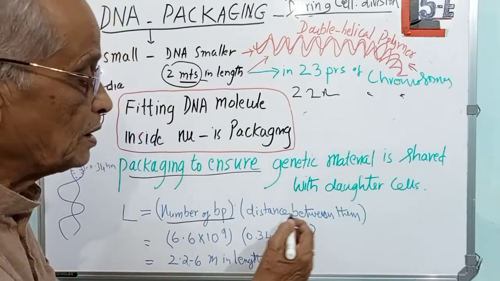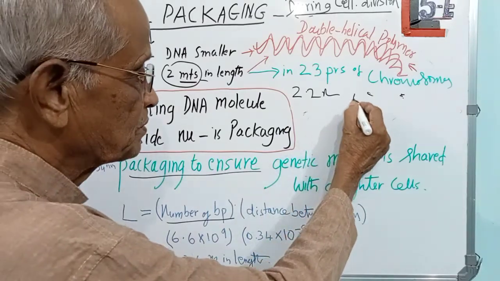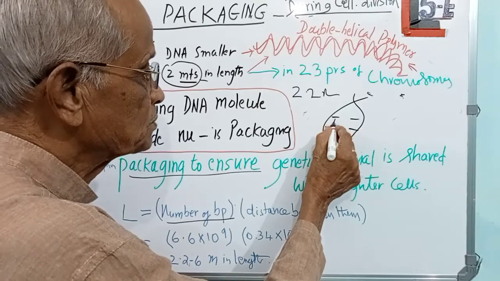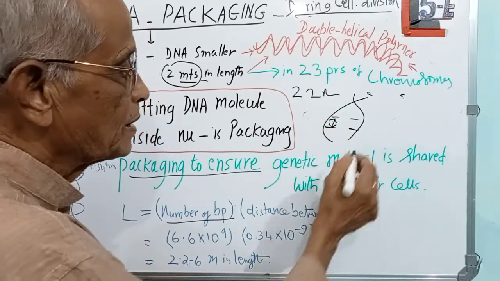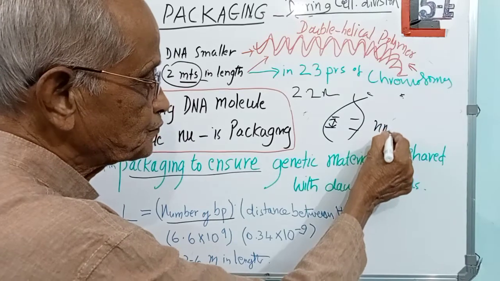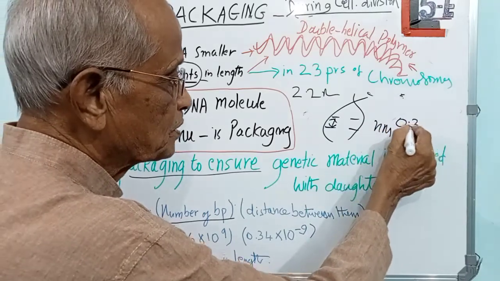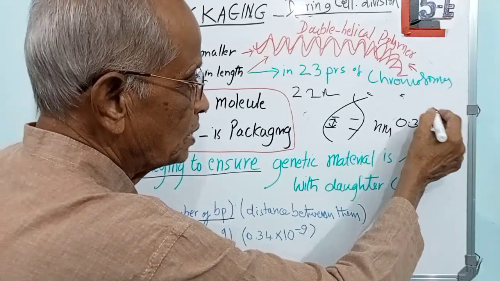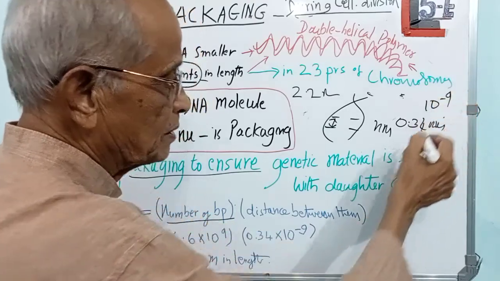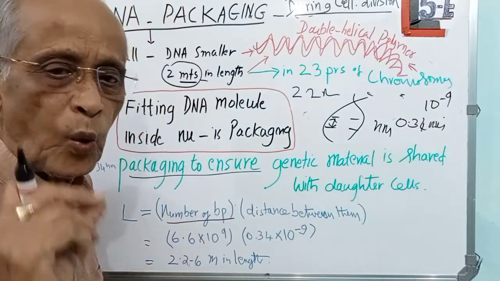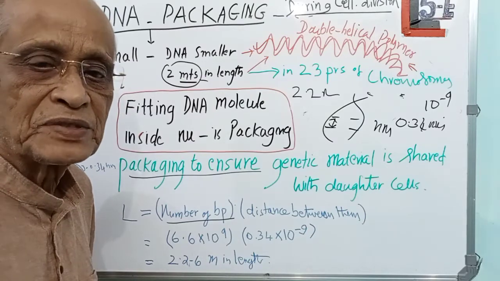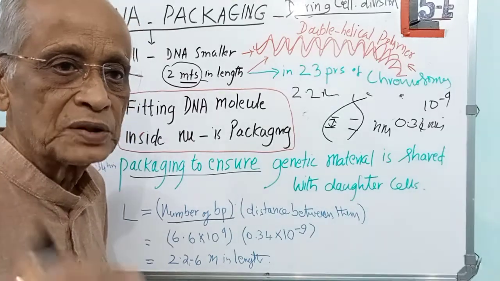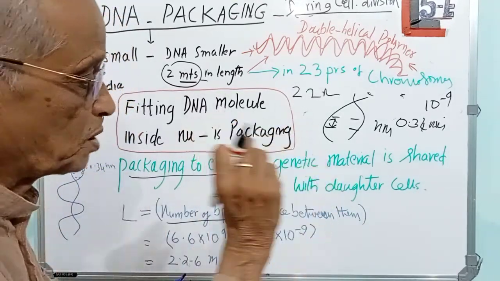And the distance between base pairs: supposing this is a base pair, you take one base pair, then the second base pair, the distance between these two will be 0.34 nanometers. Nanometers are expressed as 10 to the power of minus 9, because they are much smaller. That is one billionth of a meter, which is called the nanometer. So that is the smallest part we can think of.